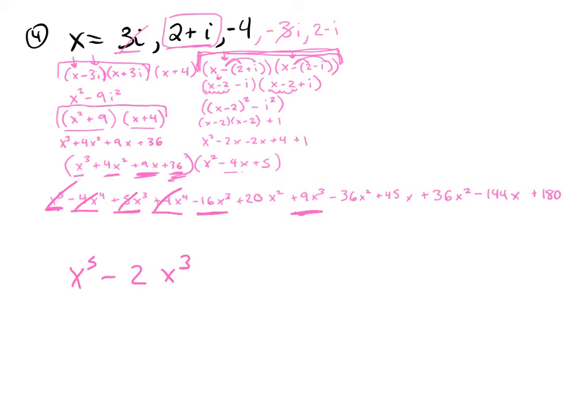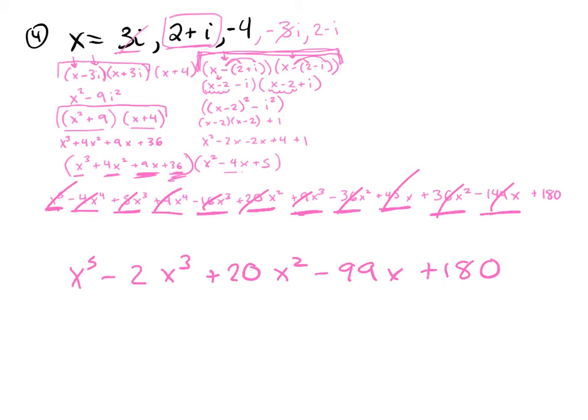Next we have 20x squared minus 36x squared and plus 36x squared. So the 36x squareds cancel each other out, and we just have plus 20x squared. Now we move on to our x's. So 45x minus 144x would be negative 99x. And then plus our constant, which is 180. Gotta set it equal to 0, can't forget about that, and this is our answer.